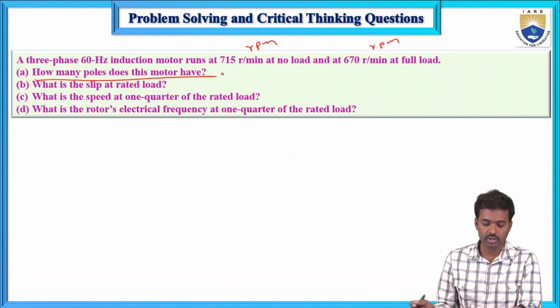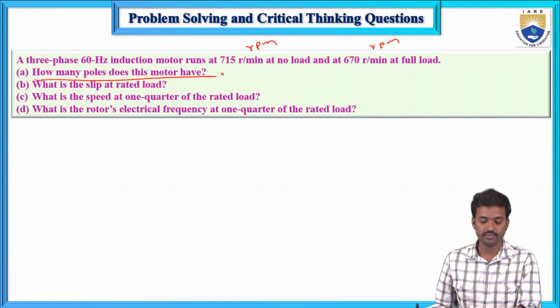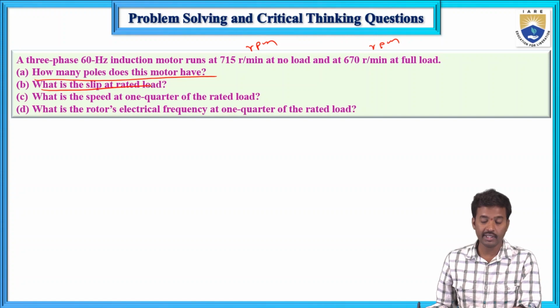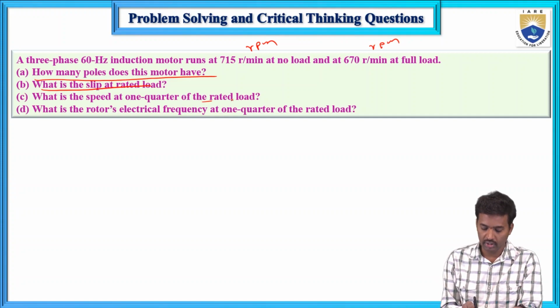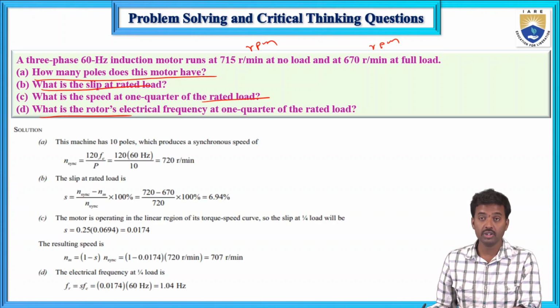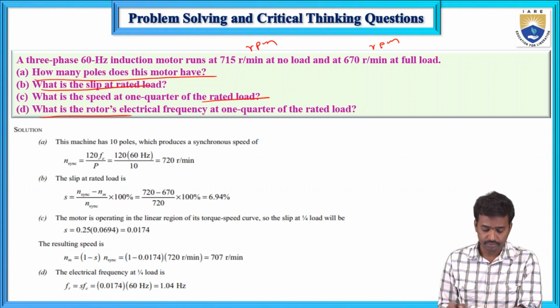How many poles does this motor have, what is the slip at rated load, what is the speed at 1/4 of rated load, and what is the rotor electrical frequency at 1/4 of load? So this is the solution for this one.